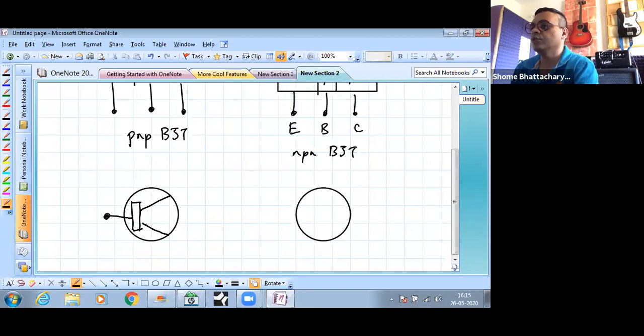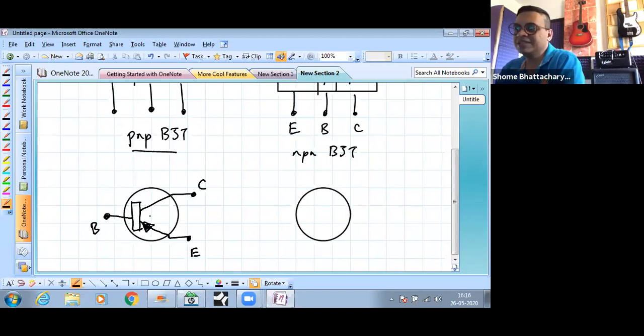For example, if this is a PNP, then the arrow will point from the emitter to the base, because the base is the N type. So that will look like this. This is the emitter pin, this is the base pin, and this is the collector pin. This is the PNP type of transistor, because the emitter will be P type. The arrow always points in the direction of forward biasing of the base emitter junction. So if the base emitter junction is forward biased, the arrow will point from the P to the N side. From emitter to base means the emitter is P type and the base is N type.